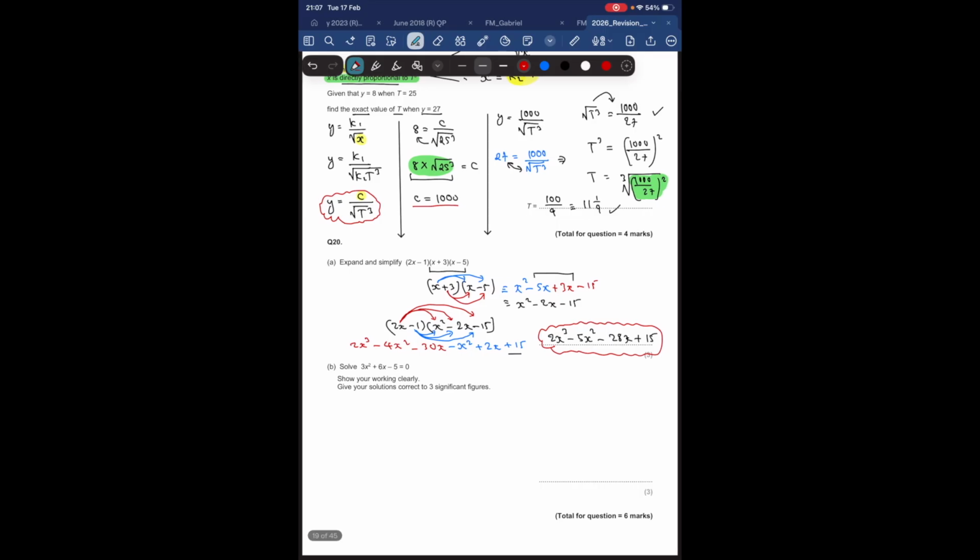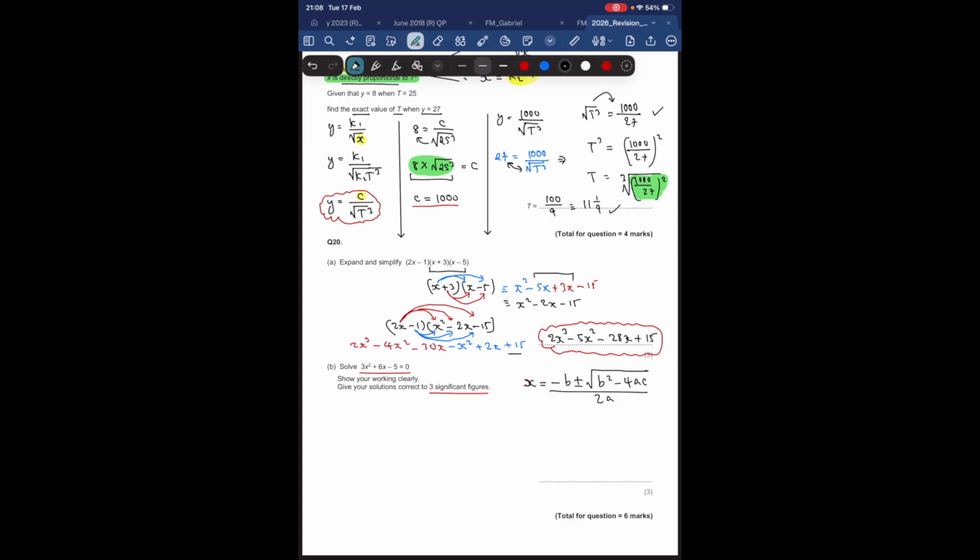Part B is the solutions to a quadratic equation. Now, because we want the answers here to three significant figures, it means that the values of x we're going to get are going to be decimals. So that implies that we need to use the quadratic formula. So we need to go to the formula sheet and get the quadratic formula, which is minus b plus or minus the square root of b squared minus 4ac all over 2a.